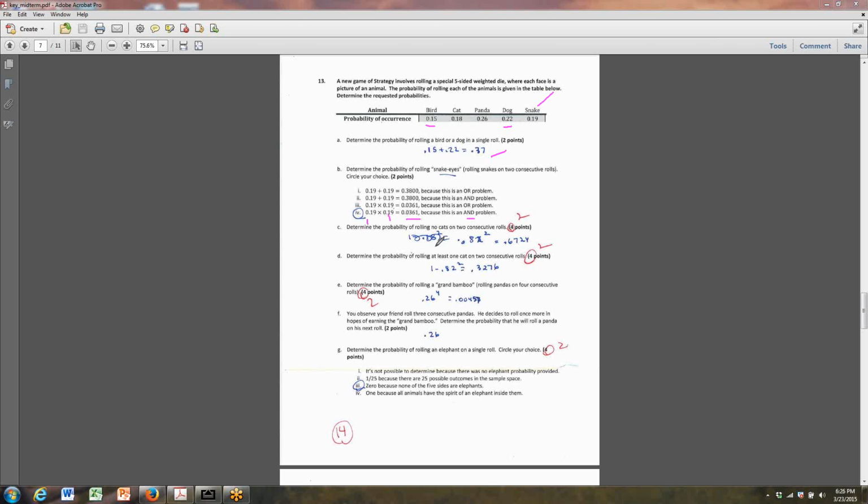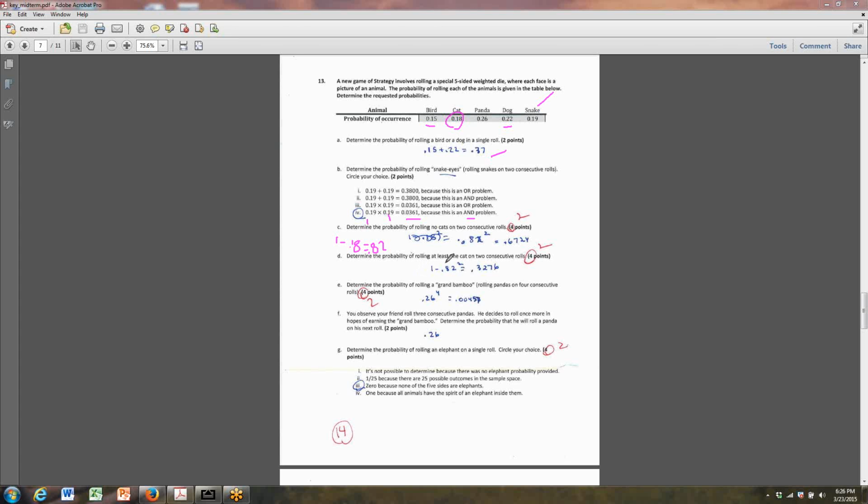Probability of rolling no cats on 2 consecutive rows. Well, if cats is 0.18, you do 1 minus 0.18. There's an 18% chance you roll cat. That means there's an 82% chance you don't roll cat. So the 0.82. So that's on 1 row. So on 2 rows, it would be 0.82 squared.